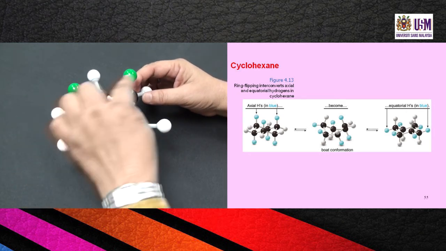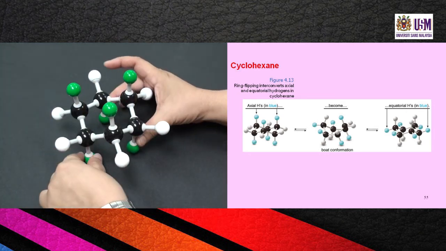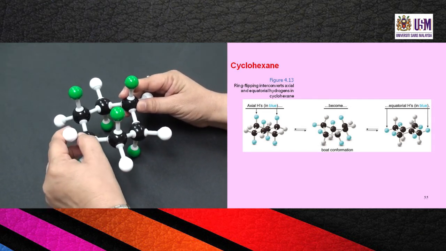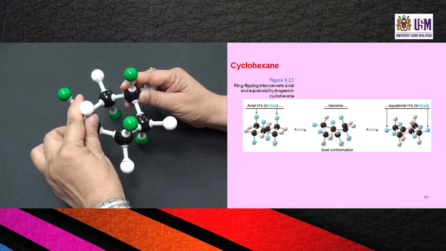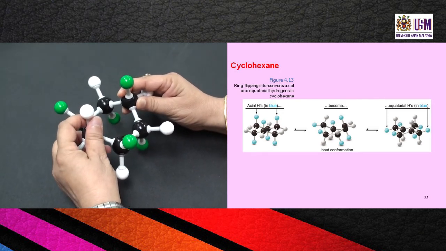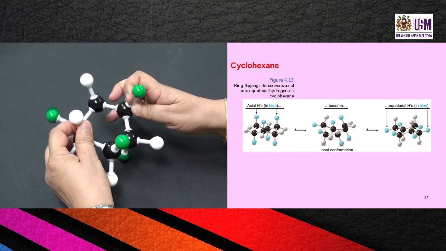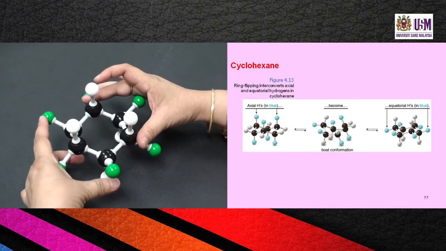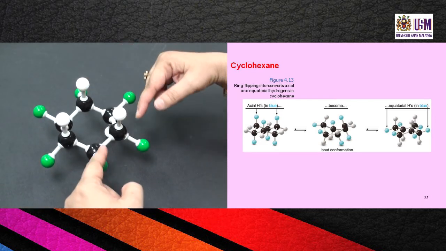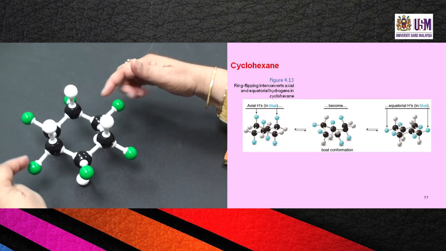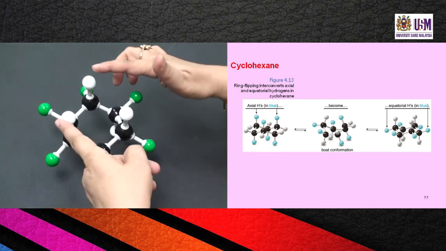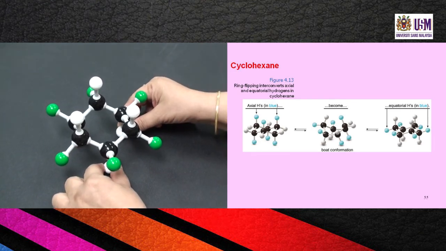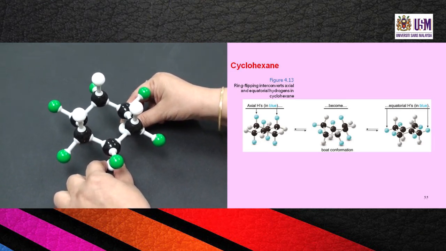Now we see these are the up axial hydrogens, and when we make this flip, first it becomes the boat conformation. You can see the boat conformation, and then this will flip down, and this will be the other conformation. Now we can see that all the hydrogen atoms that were axial are now equatorial, and all the hydrogen atoms that were equatorial are now axial hydrogens.